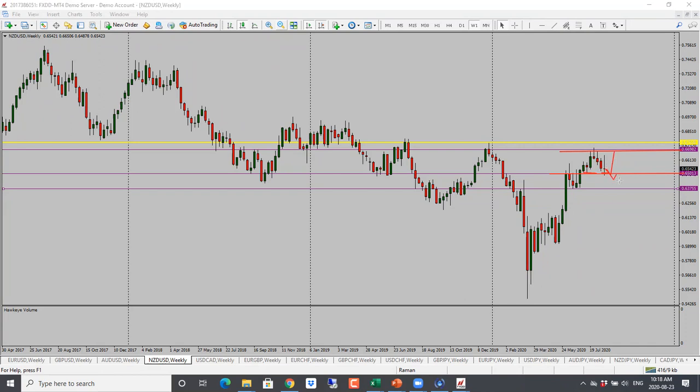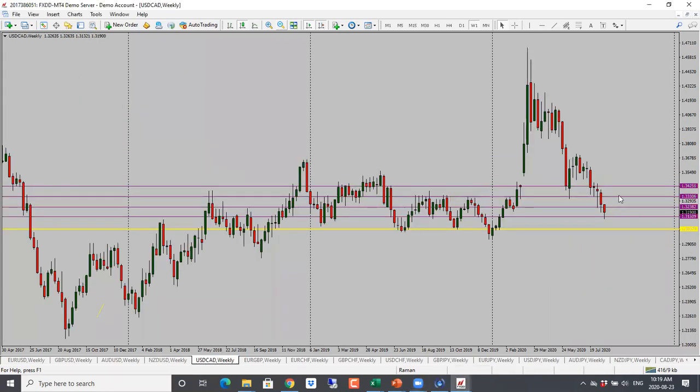And once we see this break through the support, then we are looking at 0.6375. So bias here is neutral to bearish for New Zealand dollar. If it holds above 0.6500, we are basically looking for a move back towards the top of the range, middle to top of the range then. So neutral to bearish here for New Zealand dollar.